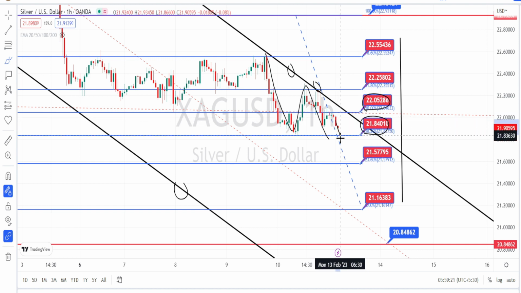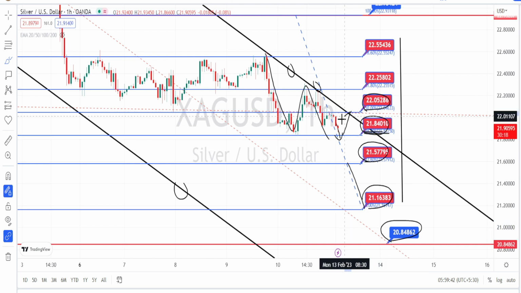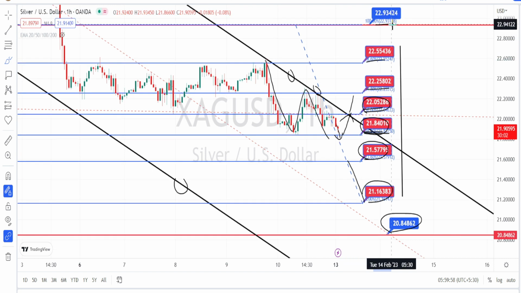And if the price action breaks the support level of 21.84, next level of support is going to be around 21.57, 21.16 and 21.84. And if the price action takes support at the support level of 21.84 and bounces back on the bullish side retracement, the immediate resistance is going to be around 21.05, 22.25, 22.55 and 22.93.